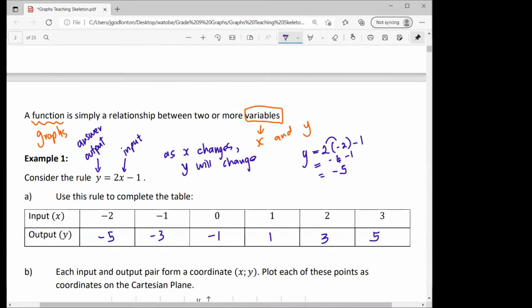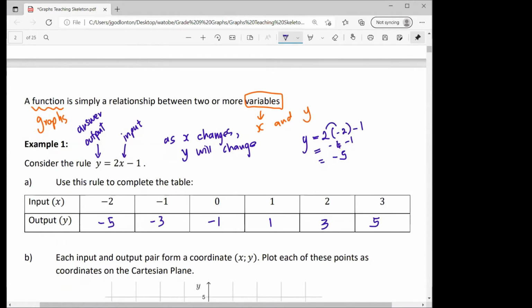Excellent. Okay, so we put in our input and we got an output. Now, what this has given us is a set of coordinates. So my x value is -2 and my y value is -5. Here, my x value is -1 and my y value is -3. Here, my x value is 0 and my y value is -1. Here, I have 1 and 1. Here, I have an x of 2 and a y of 3. And now I have an x of 3 and a y of 5. So we have given ourselves 6 coordinates that we can now use.